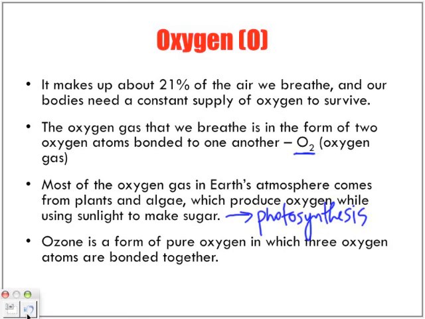Ozone. When you hear about the ozone layer, it helps absorb some of the harmful ultraviolet radiation that is emitted from the sun, outside of our atmosphere. Ozone is pure oxygen in which 3 oxygen atoms are bonded together. You wouldn't want to breathe this in, but it's very far away from us, so it's actually useful as a tool to absorb these harmful ultraviolet rays.